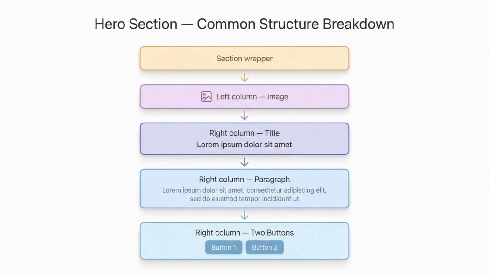Let's break down the structure more explicitly. The outermost element is a section wrapper that holds everything together. Inside, you have two columns. The left column contains the image, the right column stacks the title at the top, then a descriptive paragraph below it, and finally the two call to action buttons at the bottom. This is the standard hero section structure you'll see on almost every modern website.